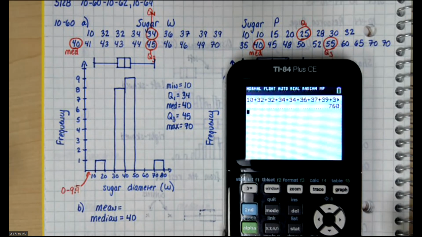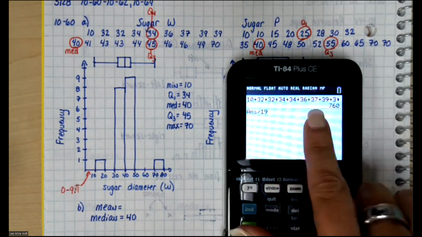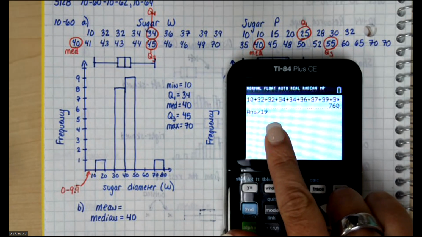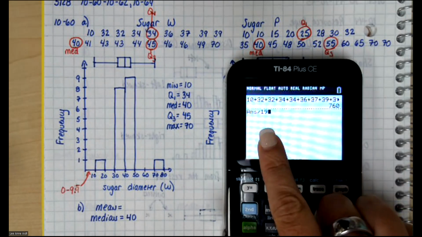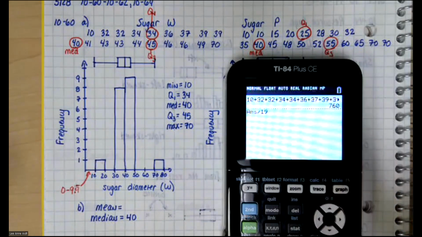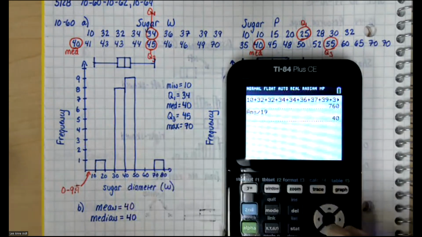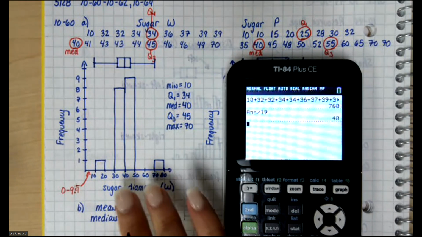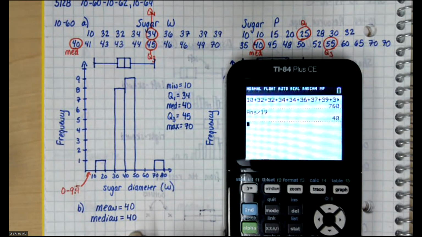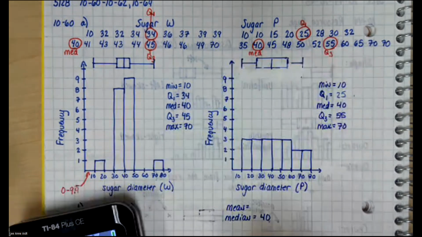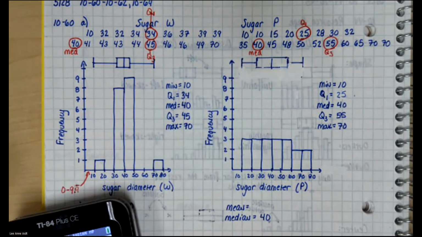Okay, divided by 19. Now notice the reason I did this was because you need to do this in 2 steps in the calculator. You have to add it all first and hit enter, and then divide by 19 and hit enter. So the median of this set is 40. And the mean is also 40. They're both 40, which is interesting. But that happens when you have symmetric or uniform data. The mean and median will be really close to each other. Okay, I want you guys to find the mean for sugar P, please.